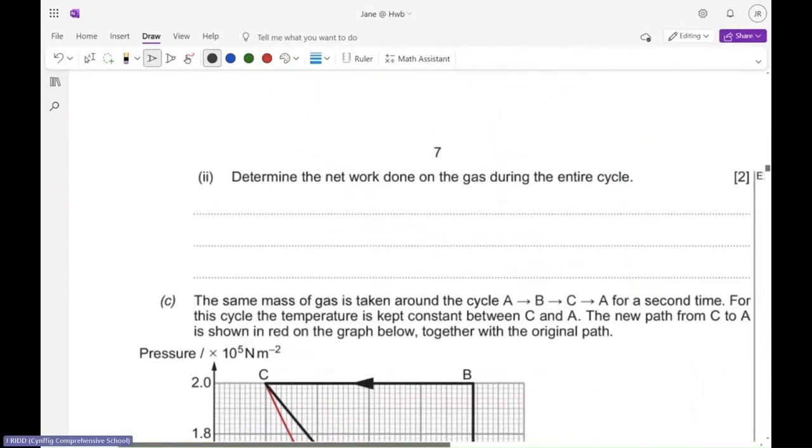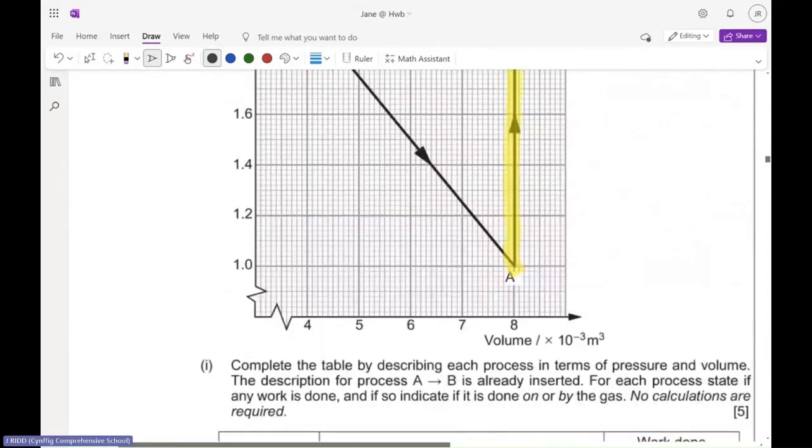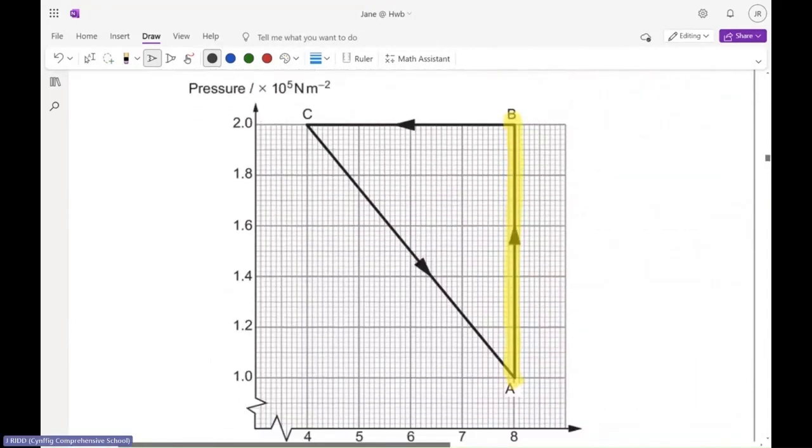Right. Determine the net work done on the gas during the entire cycle. Now the net work done here, C to A is going to be the work done, if you like, by the gas. So that's like the area underneath C to A. If I needed to work out the work done by the gas, then it would be all of this.